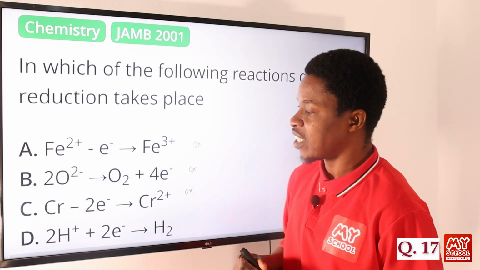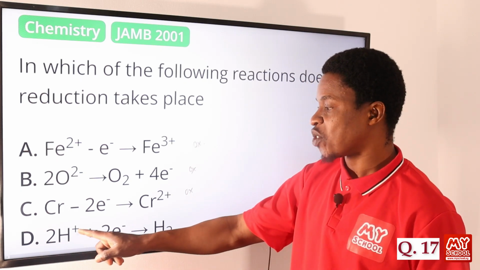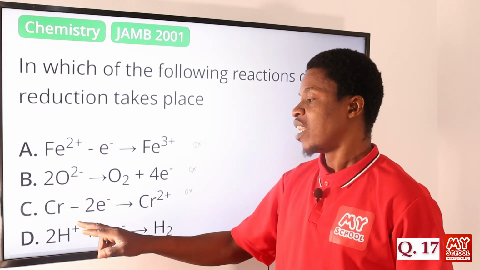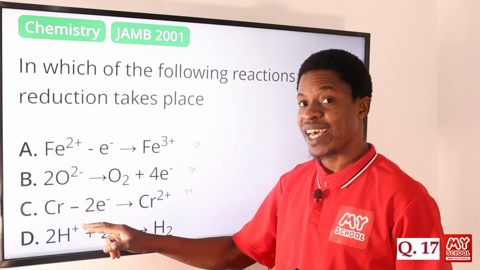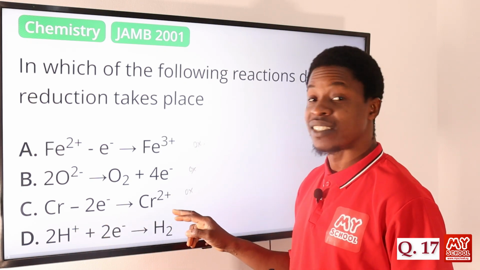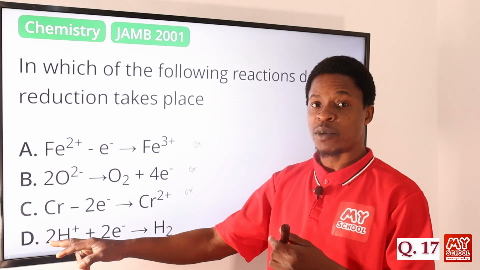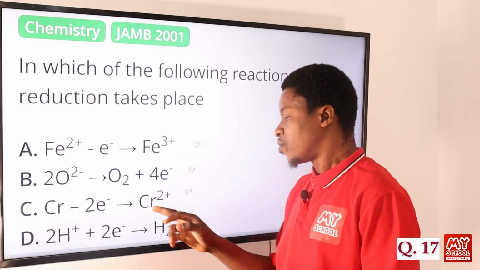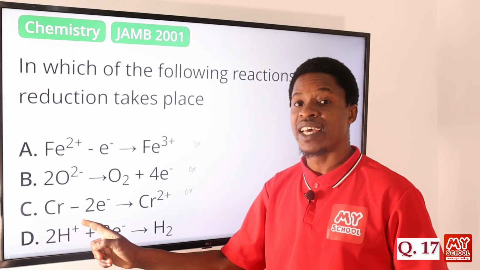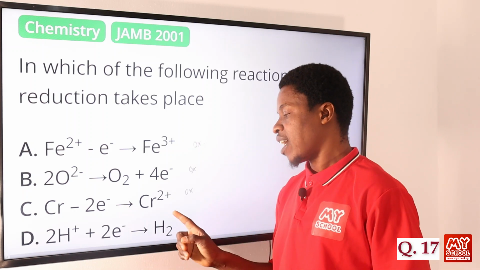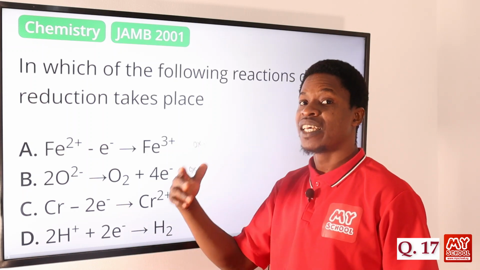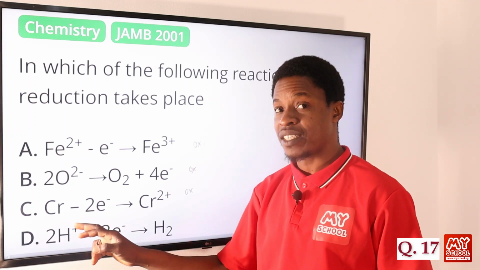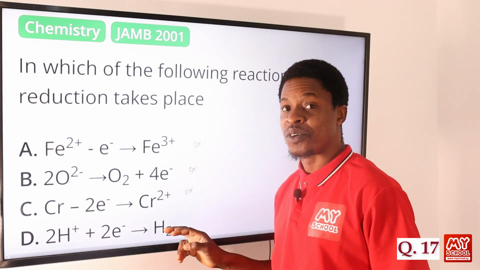So let's look at option D. We have plus 1 here. If you multiply 2 times plus 1, that's plus 2, but let's just make do with this. This is plus 1 here, and then this is 0 here. Either you take it as plus 2 to 0, or just plus 1 to 0. So that is actually a reduction, from 1 to 0, or from 2 to 0.